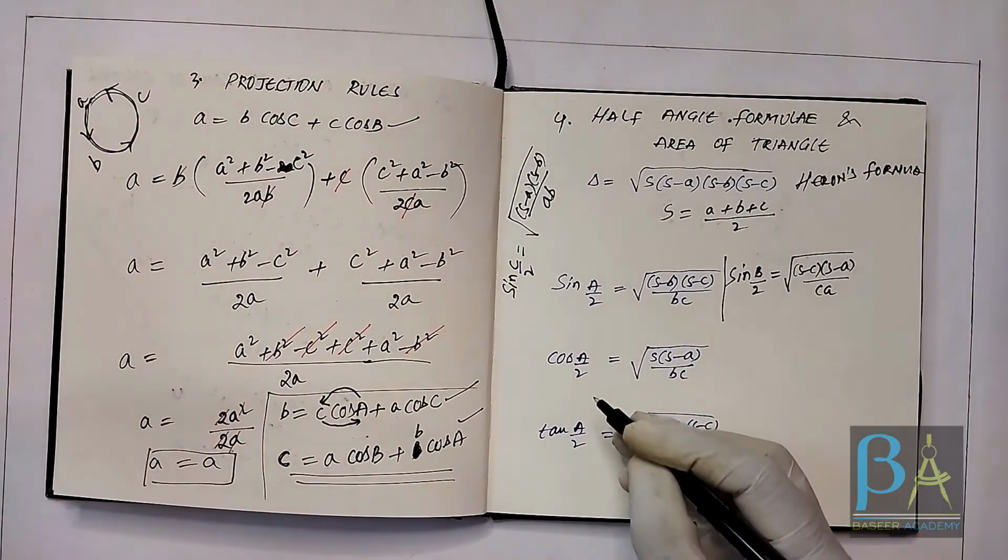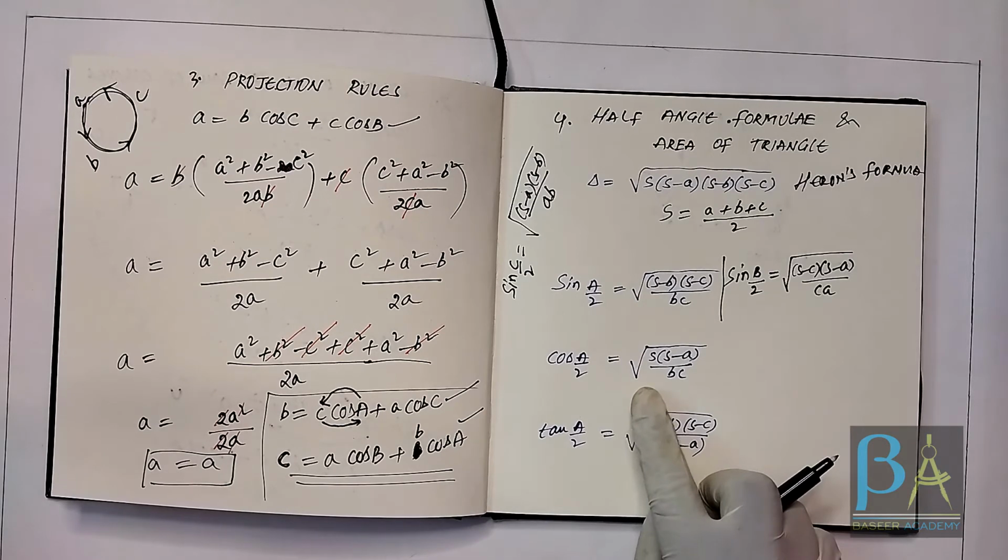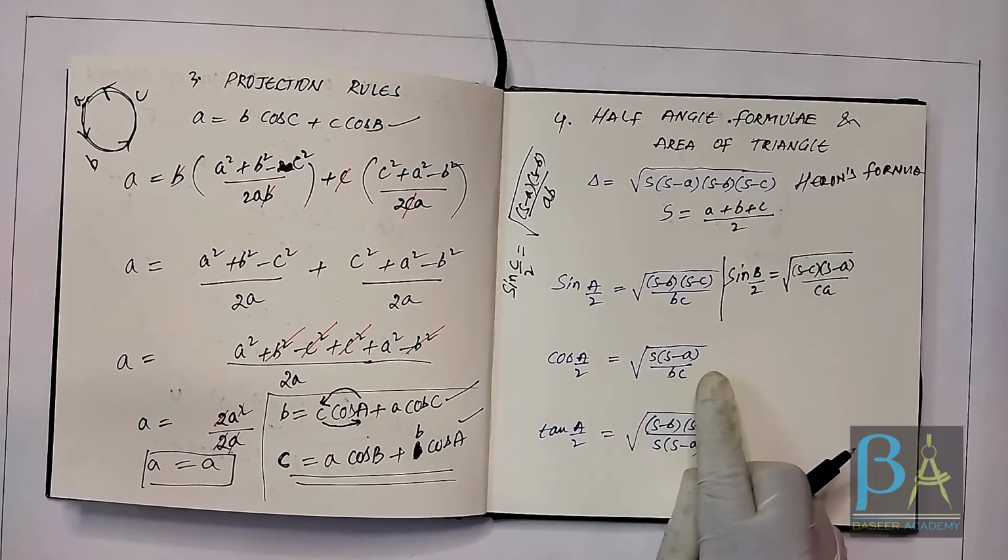Let us write the half angle formula for cos as well. Cos A by 2 is square root of s into (s minus a) by bc.